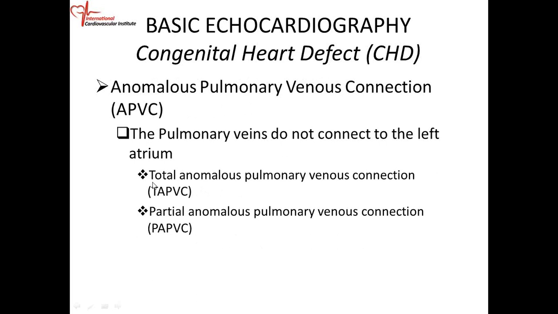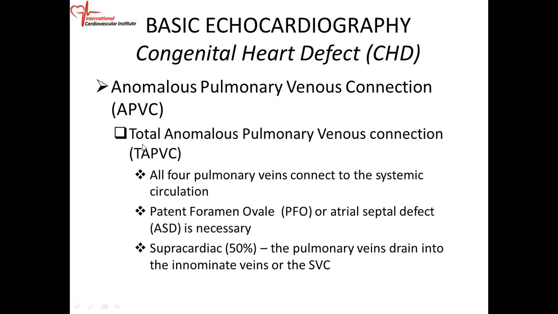Okay, and that can cause some problem. You can have total anomalous pulmonary venous connection, where all 4 pulmonary veins drain into the right atrium or the superior vena cava or inferior vena cava. So this is a problem, because you have to do surgical correction, because all your oxygenated blood is now going to be on the right side, which is not your normal anatomy. Or more commonly, you can have partial anomalous pulmonary venous connections. For total anomalous pulmonary venous connection, all 4 pulmonary veins connect to the systemic circulation.